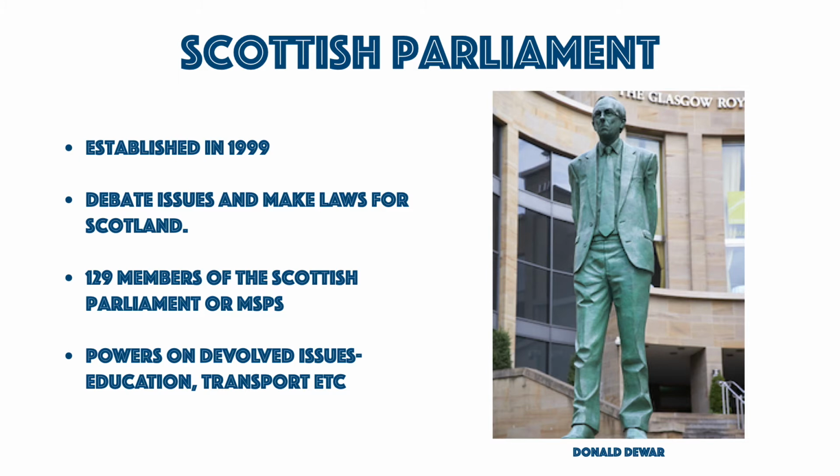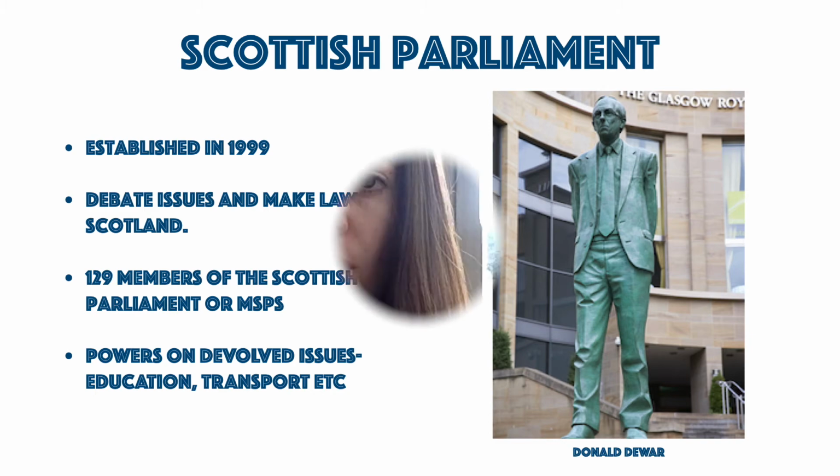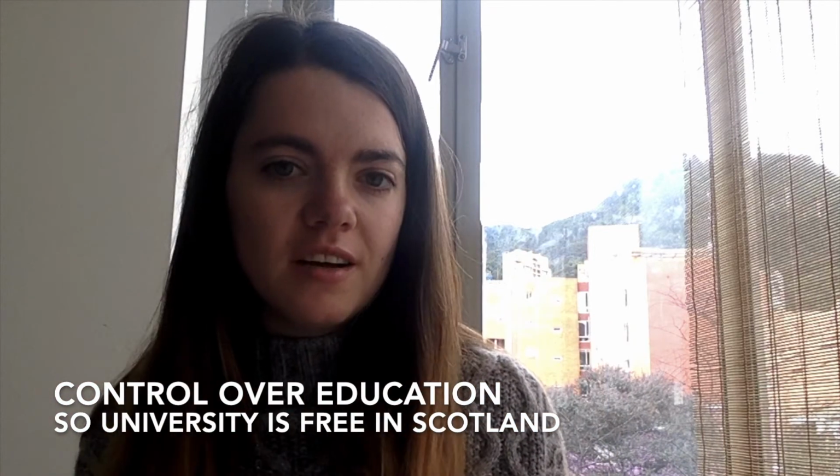In Scotland, there are 129 members of the Scottish Parliament, or MSPs. As you can see in the photo, there's a statue of someone called Donald Dewar, who was the First Minister of Scotland. So the Scottish Parliament is completely separate from the UK Parliament. The Scottish Parliament only has powers over issues that directly affect Scotland. Hence, if you saw in my last video, university is free in Scotland, but there are fees in England. That is why.